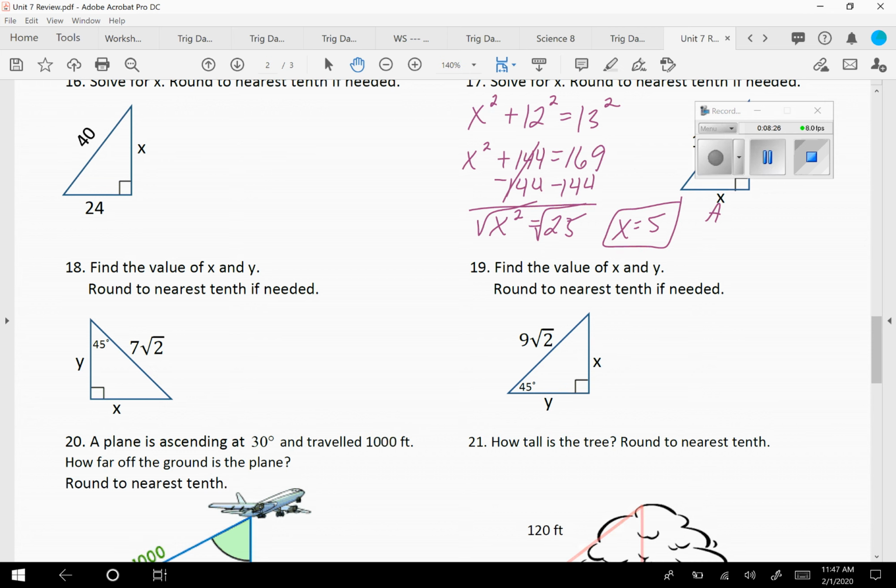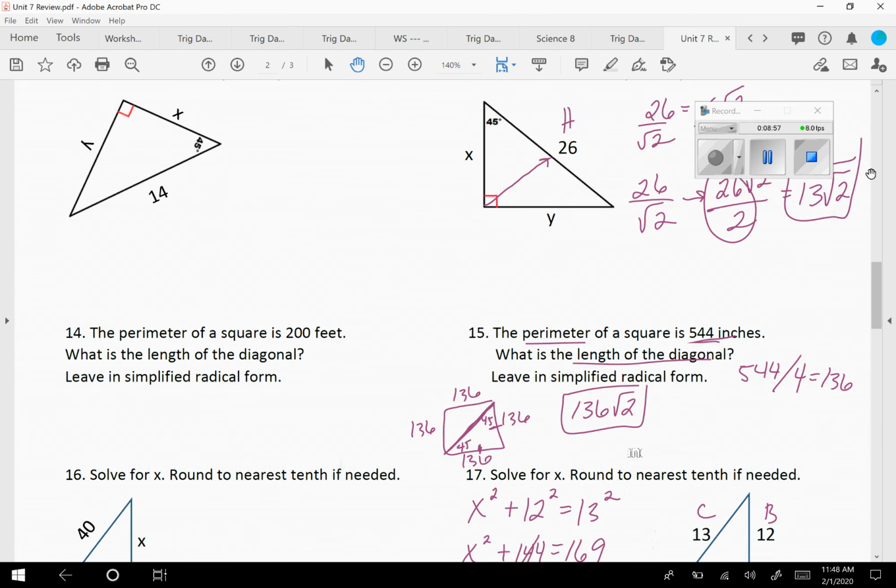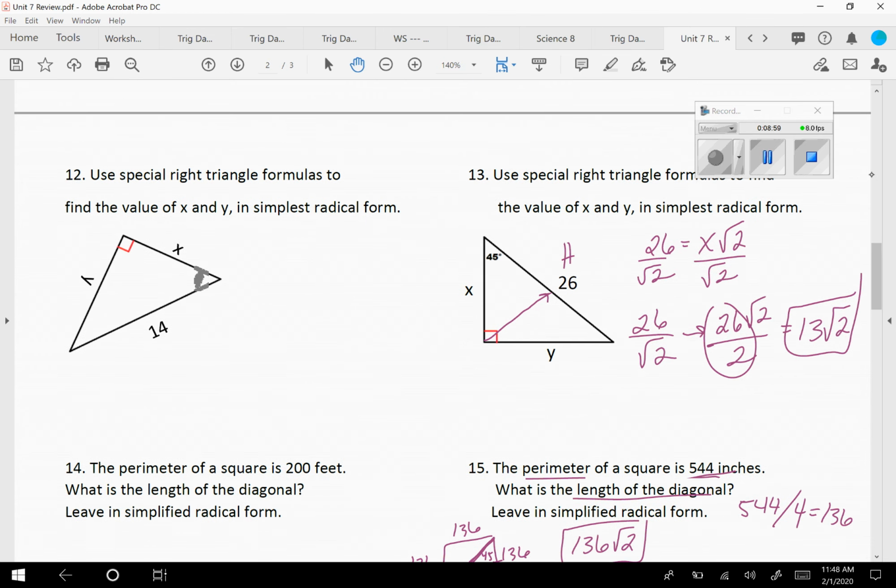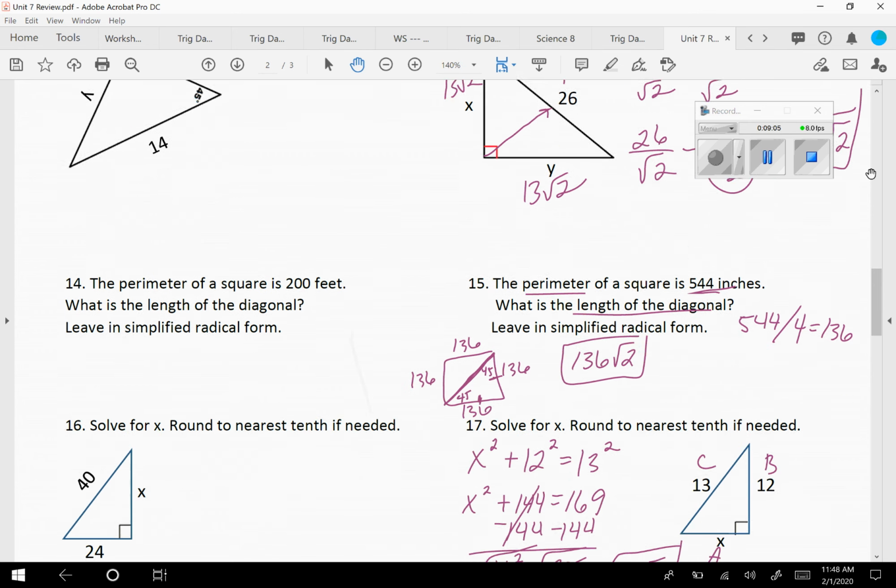All right, number 19. It says, find the value of x and y, round to the nearest tenth if needed. All right, this is a 45, 45, 90. They give us our hypotenuse. Remember, the hypotenuse is x square root 2. So just look here. X, that's 9. So both of your legs here, they're both 9. So x is equal to y, and they're both 9. Oh, and I guess I need to say that on this one up here, both x and y, they're both 13 square root 2, because this is a 45, 45, 90. So they're both the same.